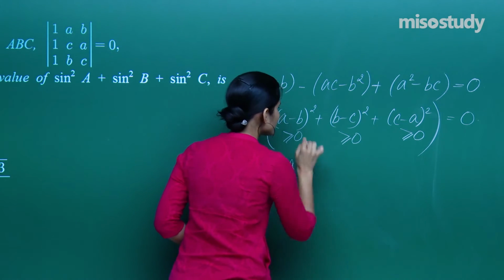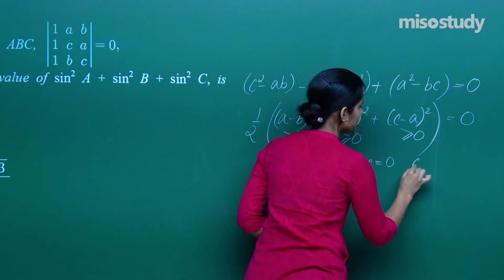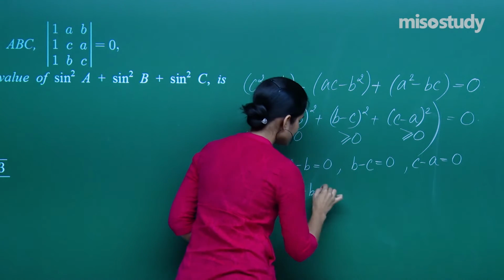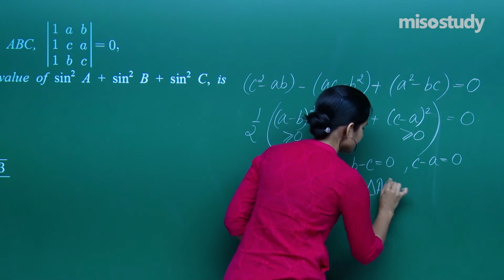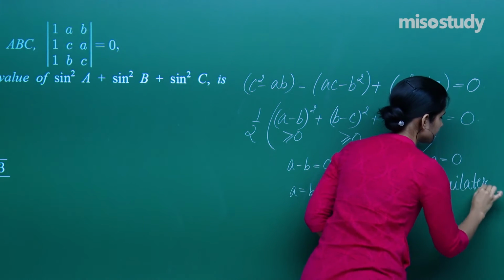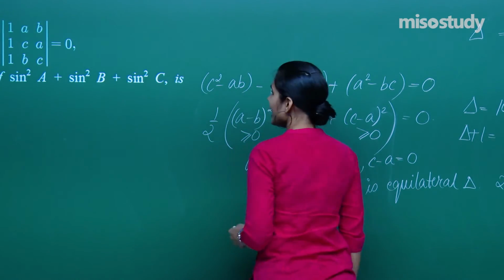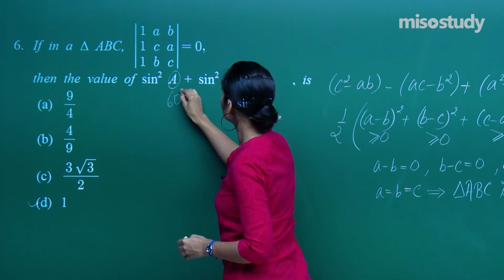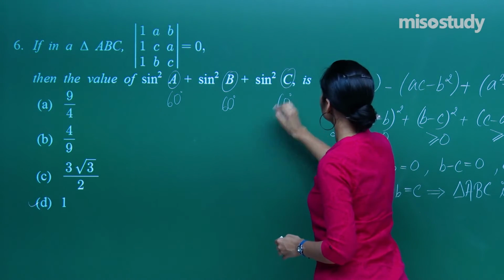So you get A minus B square is 0, which means A minus B is 0, B minus C is 0, C minus A is 0. This means A equals B equals C. This implies triangle ABC is an equilateral triangle, and therefore every angle is going to be 60 degrees. Angle A is 60, angle B is 60, and angle C is 60.